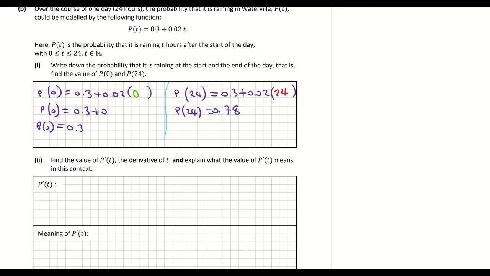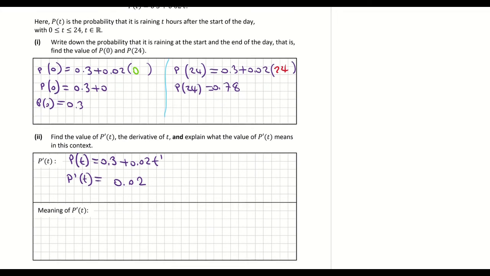Okay, B part 2, find the value of P dash of T, the derivative of T, and explain what this means in the context of the question. So my P of T is equal to 0.3 plus 0.02 T. Differentiating that, or P dash of T, differentiating a constant is dropped, and then differentiating 0.02 T, that's to the power of 1, multiplying the power by the number in front, the T becomes T to the power of 0, and anything to the power of 0 is dropped. So just 0.02.